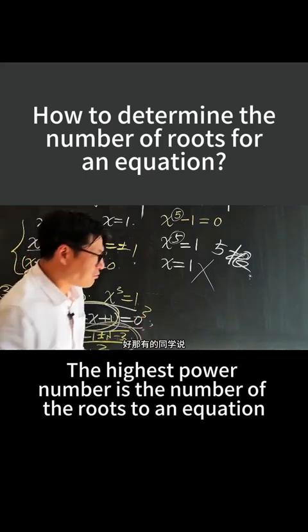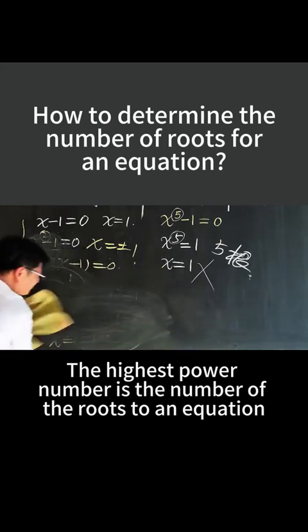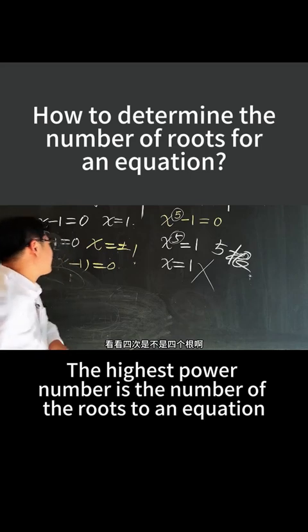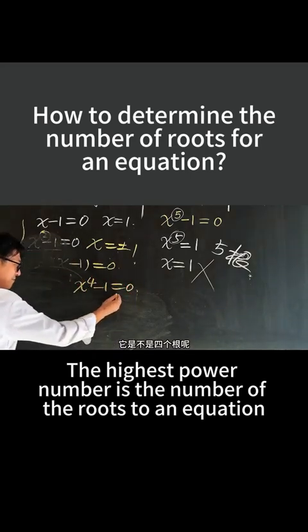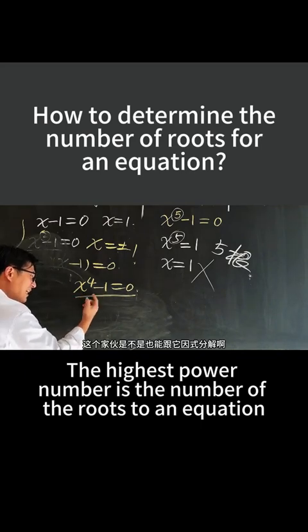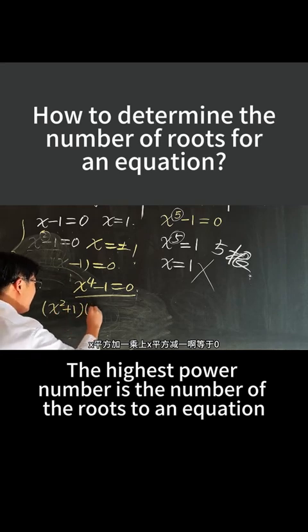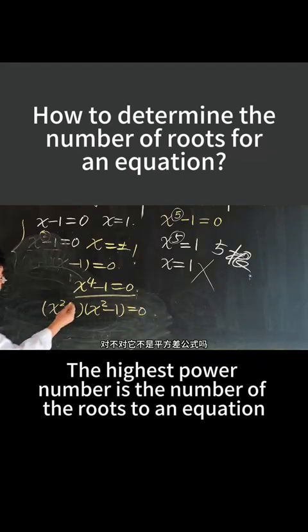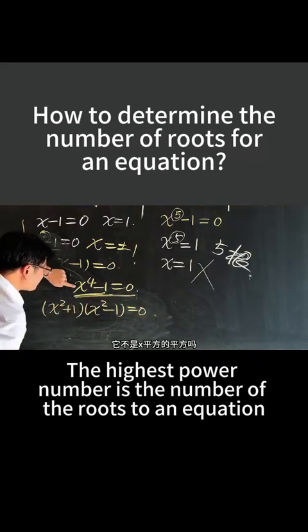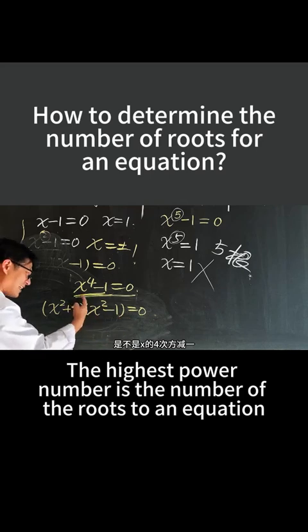All right, then some students might ask, what about a quartic equation? Does a quartic equation have 4 roots? Let's check it out. If x to the 4th power minus 1 equals 0, does it have 4 roots? Can't we factor this as well? Factor it into x squared plus 1 times x squared minus 1 equals 0. Isn't this just the difference of squares formula? X squared plus 1 times x squared minus 1 is x to the 4th minus 1, isn't it?